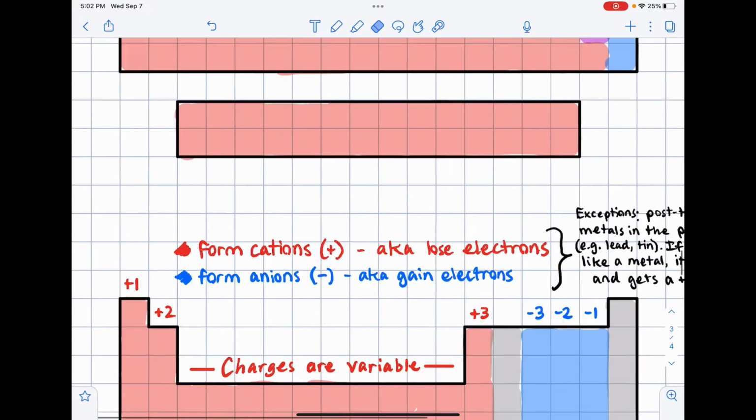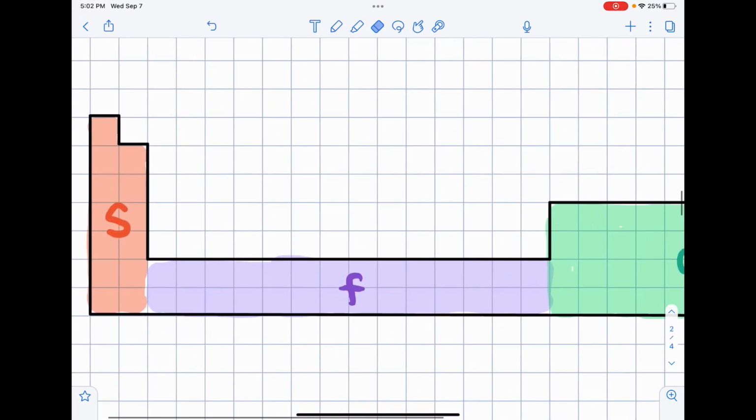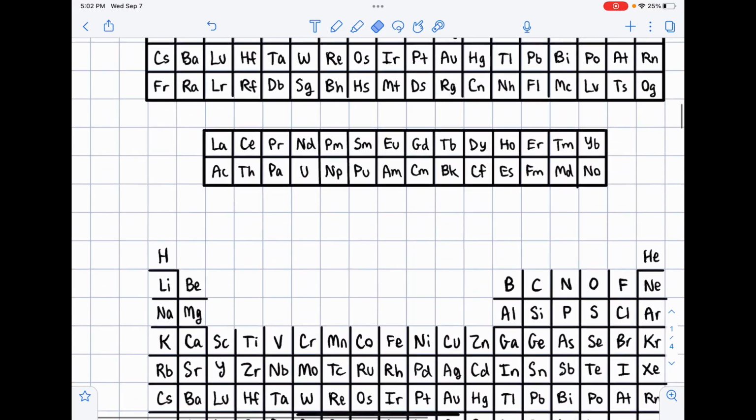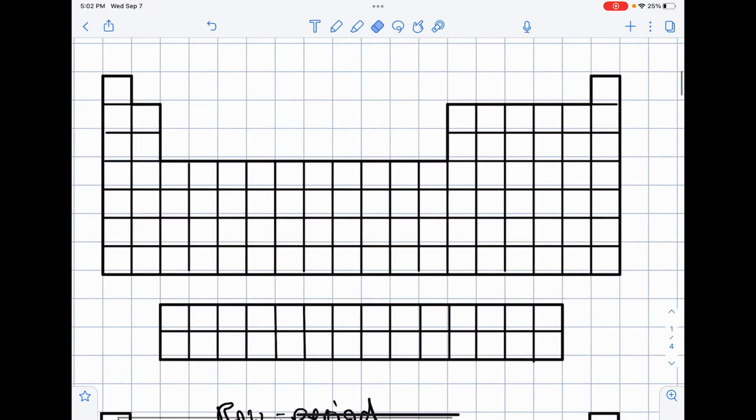And then we had metals and non-metals. We had charge forming, and we had S, P, D, and F categorization. So now that I've gone over all of that, I want to go over trends.